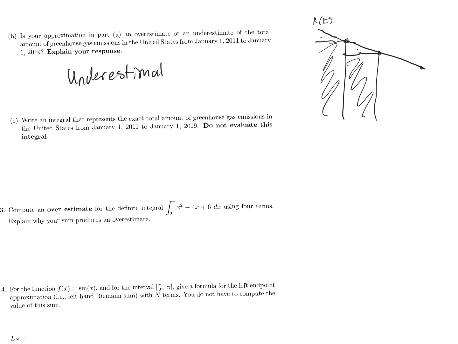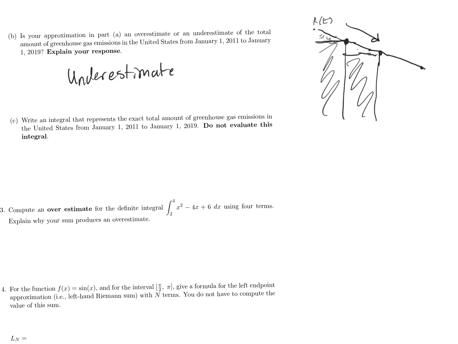And I explained out loud, let's see if you can take what I said and put it into words. Since the function is decreasing, right-handed values will be less than left-handed values. Right, so we have our rectangles and they are not filling up the whole area, so it's an underestimate.